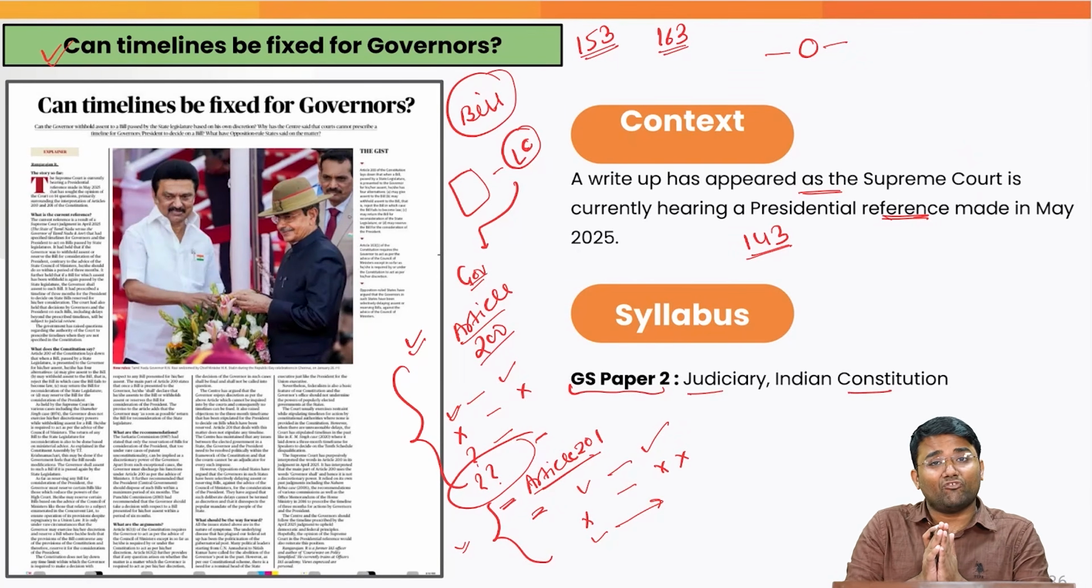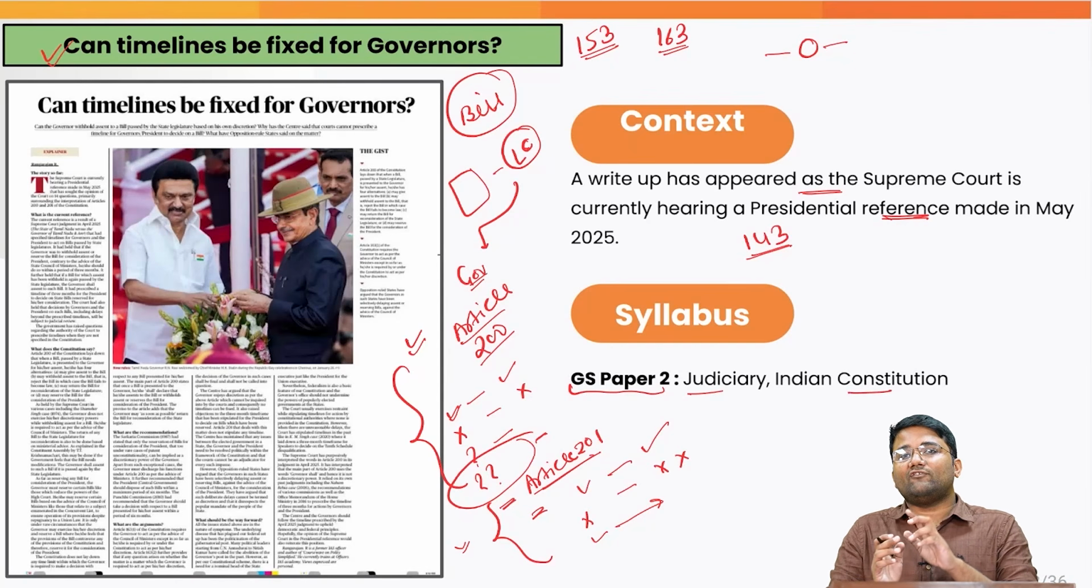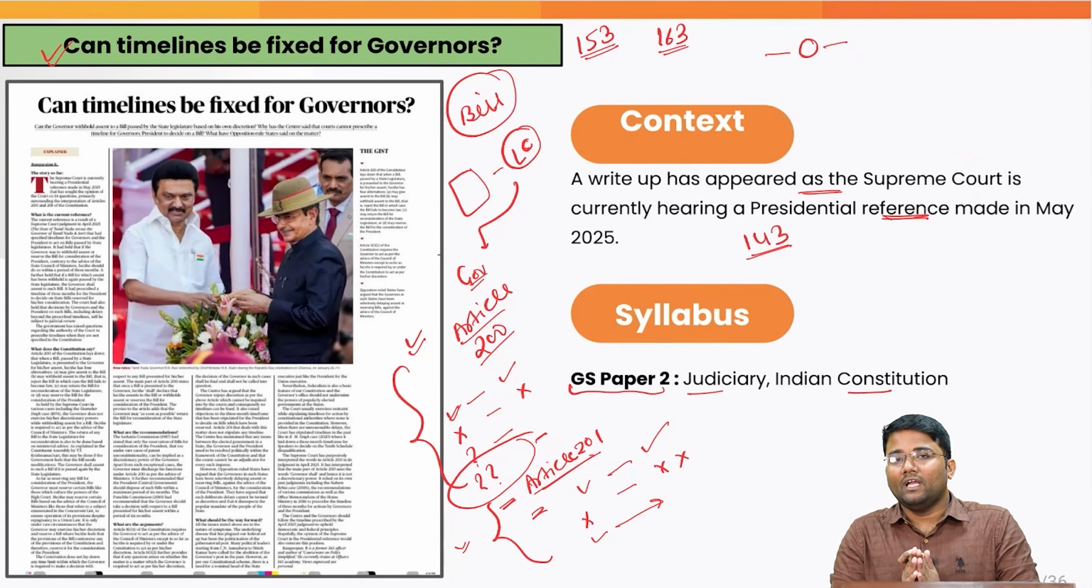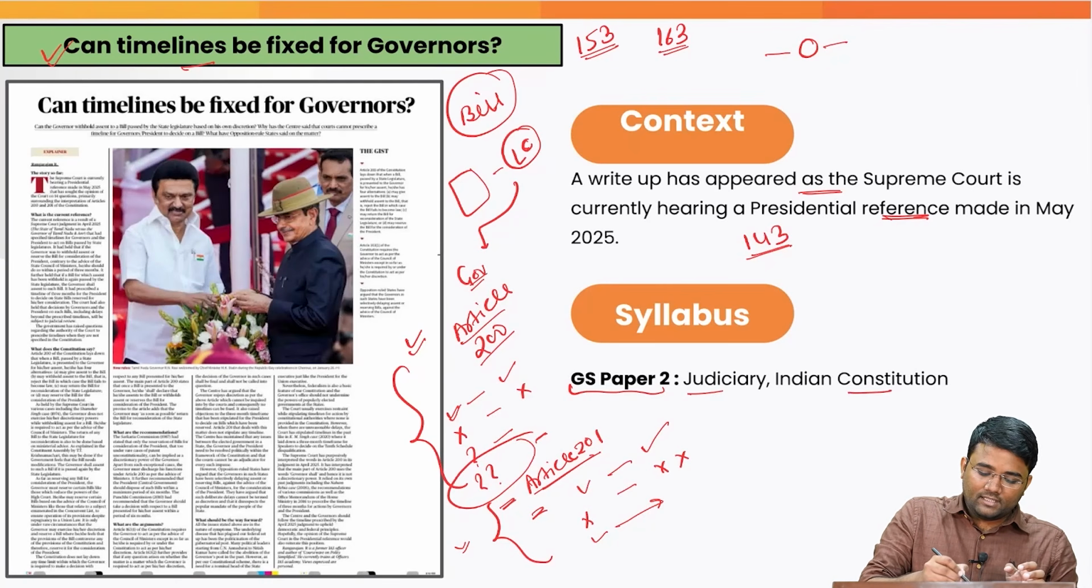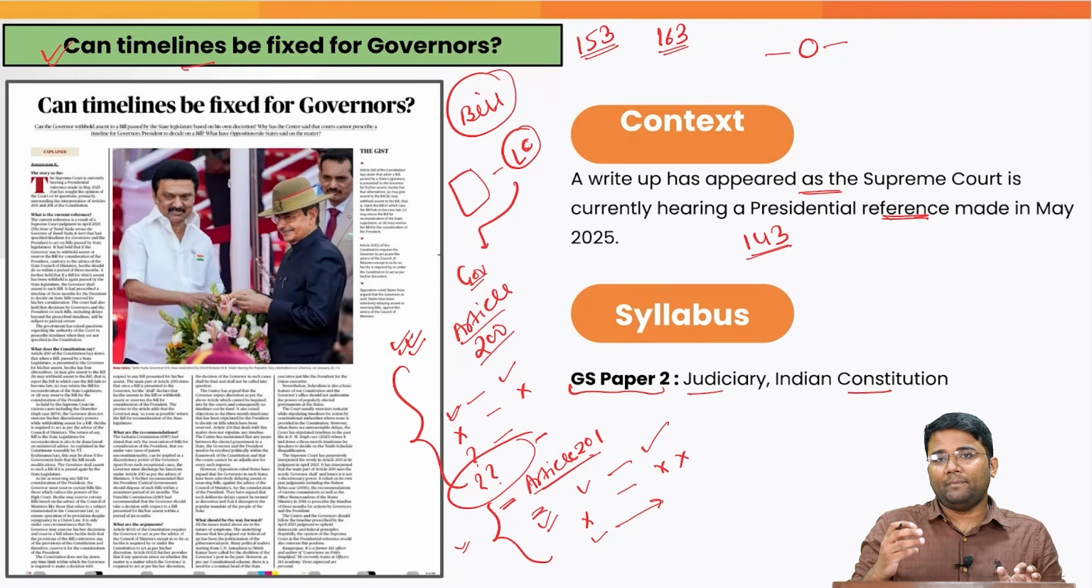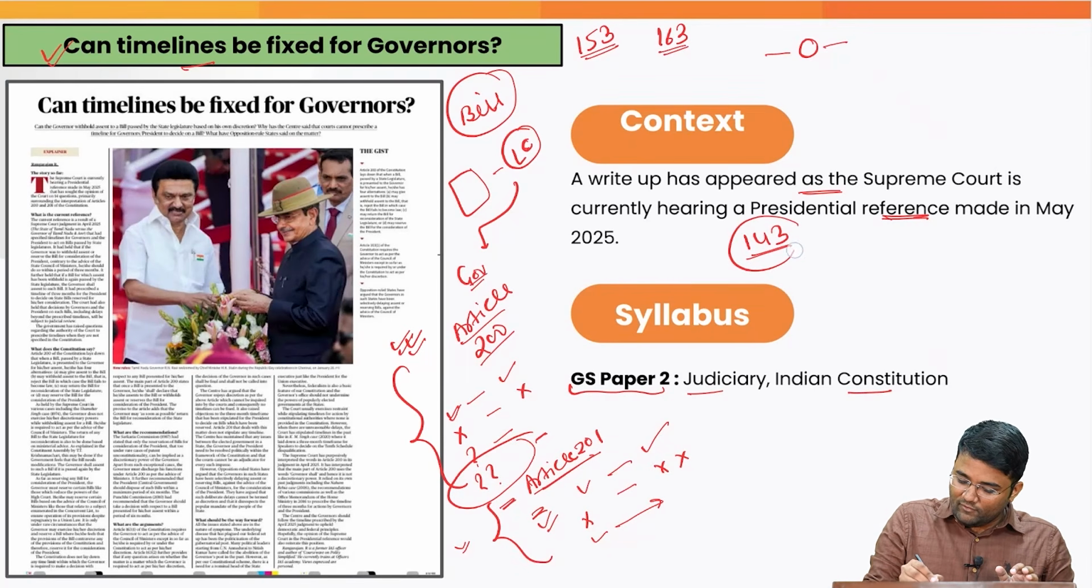That was creating a kind of policy paralysis. He was sitting on the bills. And that is the reason they filed a petition in the Supreme Court, and the Supreme Court, in State Government of Tamil Nadu versus Governor of Tamil Nadu, gave a timeline within which the Governor and the President should decide on the state bills.